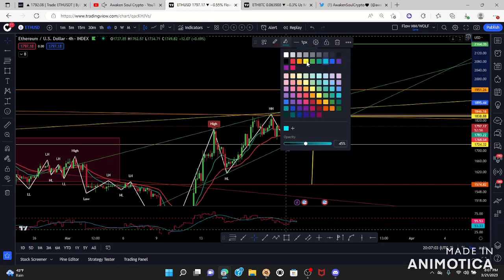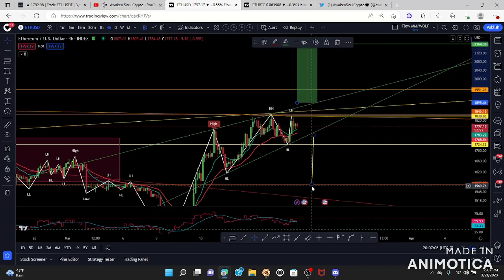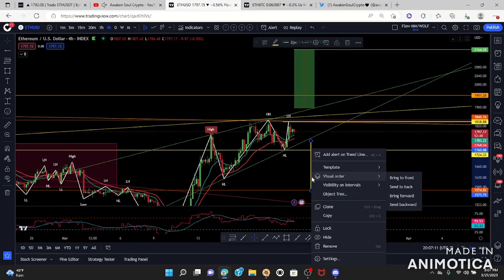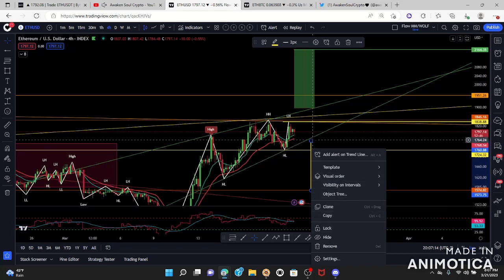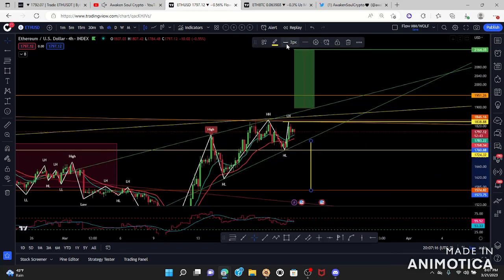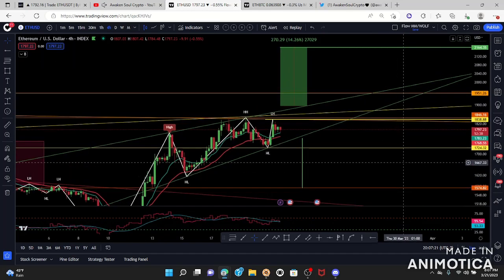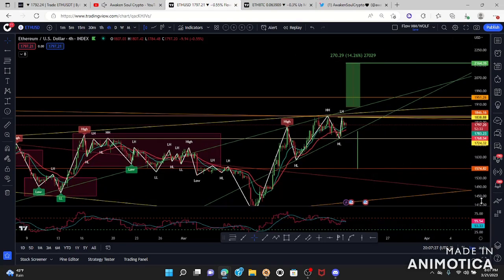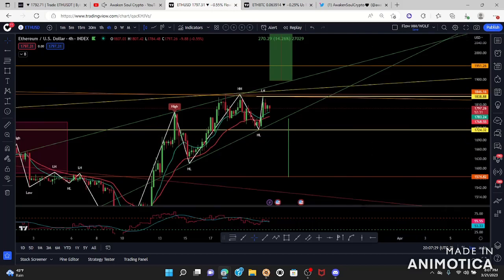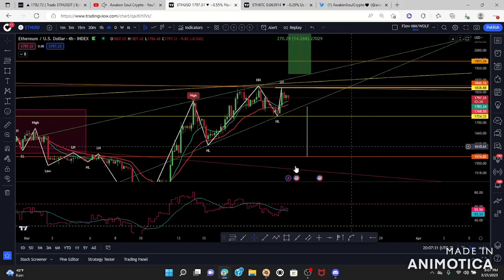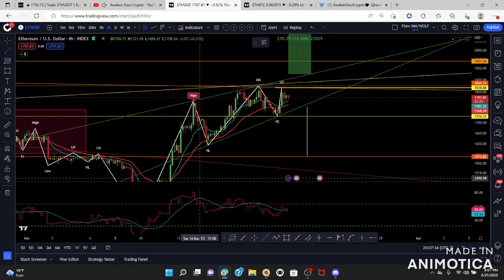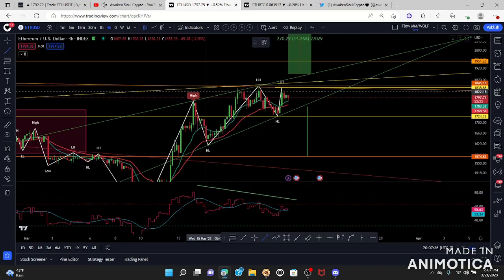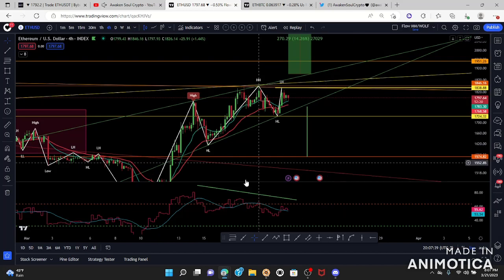Sorry, I like to color coordinate everything because, okay, this is my 4 hour target. And if we come down, this is the measure move for the breakdown. It's important as a technical analyst to have bullish and bearish targets. The charts are never gonna do what you think they're gonna do. They're gonna do what they're gonna do. Another confirmation for being bearish is the RSI on the 4 hour too. RSI is coming down as price action is going up, so that is divergence.